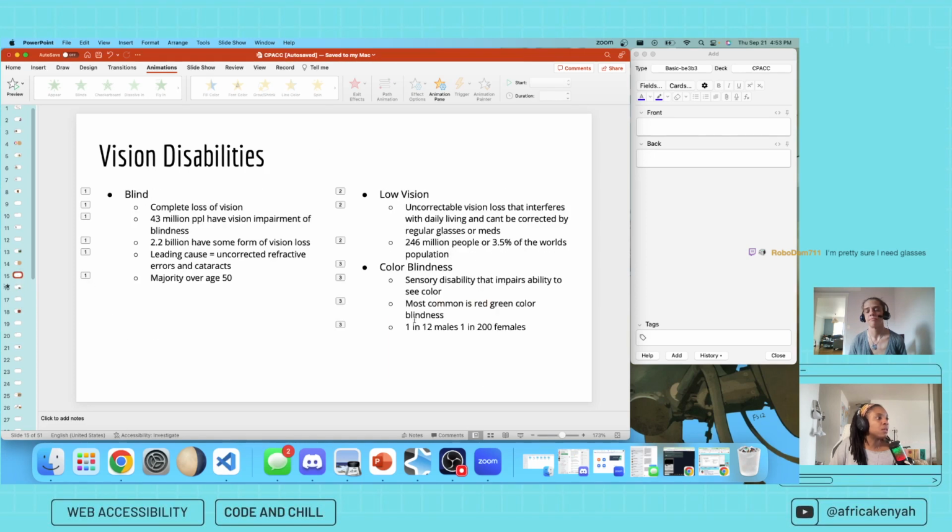So color blindness is a sensory disability that impairs the ability to see color. The most common one is red and green color blindness. 1 in 12 males have it, and 1 in 200 females have it. I've had a lot of patients who were colorblind, and a lot of times we just didn't realize until they would get confused about certain colors. So we'd be like, pick up the green, and they'd have trouble. And then the parent would tell us like a month later, oh yeah, he can't see the color green, and we're like, yo, mystery solved. So interesting.